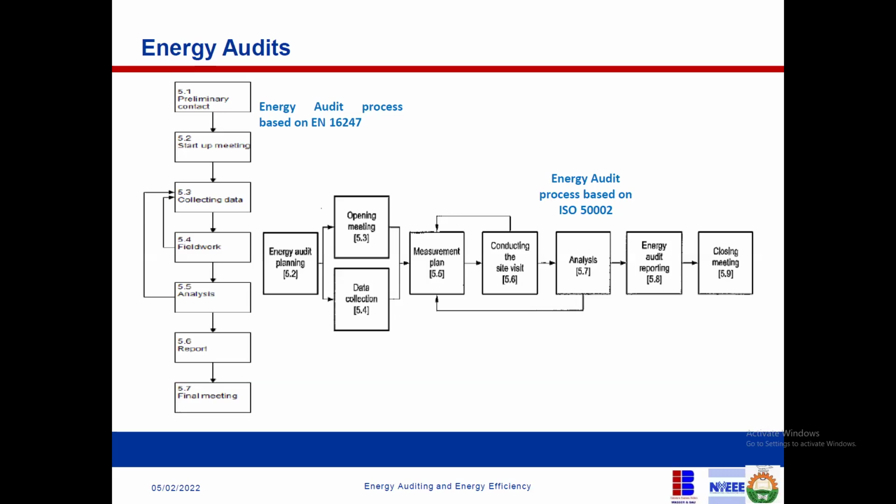So based on EN standard, they call it preliminary contact. You have to have a contact with the MD. You need to share your ideas. You need to share your perspective and tell him, look, I notice you are consuming a lot of energy, the bill is up. I have an idea of how to bring it down. Or probably they are the ones who approached you and explained their challenges to you. Okay. So the ISO calls it energy audit planning. So it's the same thing.